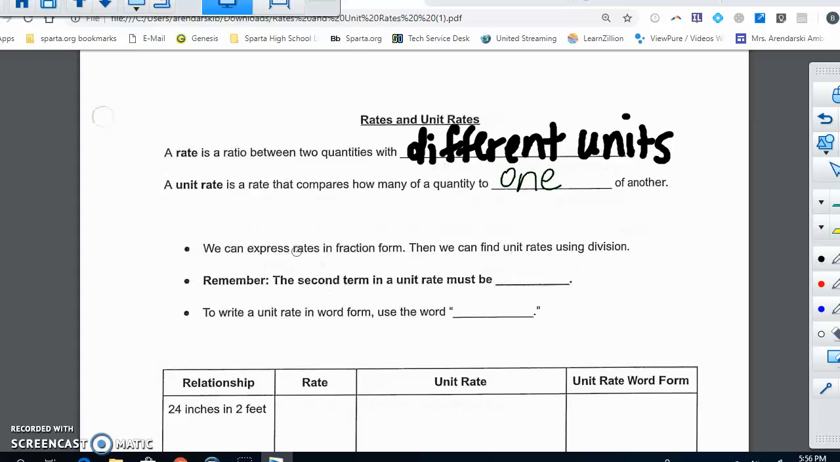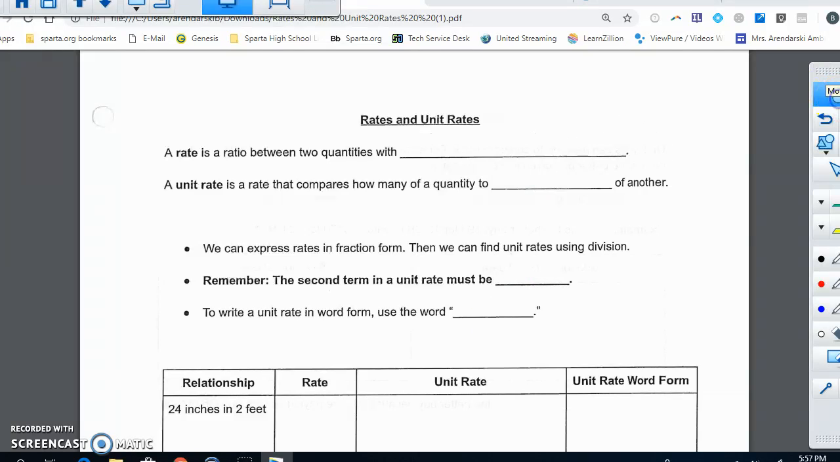We can express rates in fraction form, then we can find unit rates using division. Remember, let's put a star here because that's important. The second term in a unit rate must be 1. To write a unit rate in word form, let's underline that, use the word per. When I scroll down, it's going to erase the top of the notes, so make sure that you have this copied before we move forward.